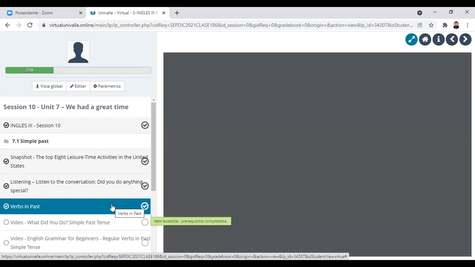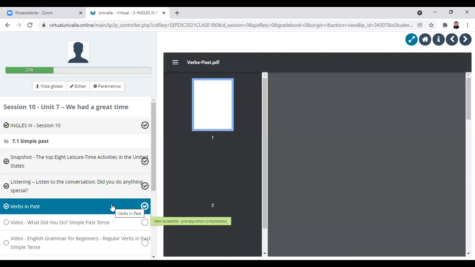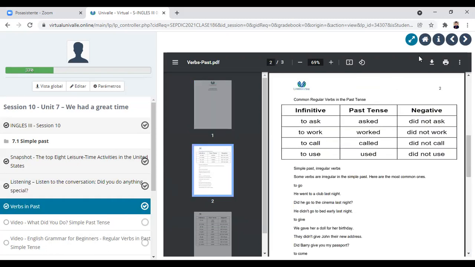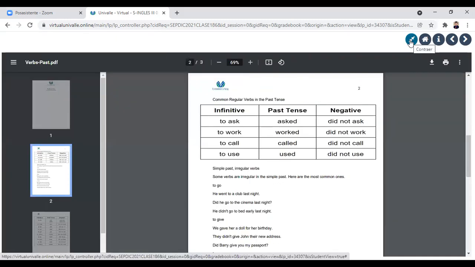I'm going to be explaining to you a little bit more about the verb in past. As you know, in English we have different types of verbs: the regular verbs, the irregular, and the mixed. In this case, we have an infinitive, the past tense, and the negative form when talking about the simple past tense in English. We're going to be focused on irregular verbs. Some verbs are irregular in the simple past, and here we have some common ones.